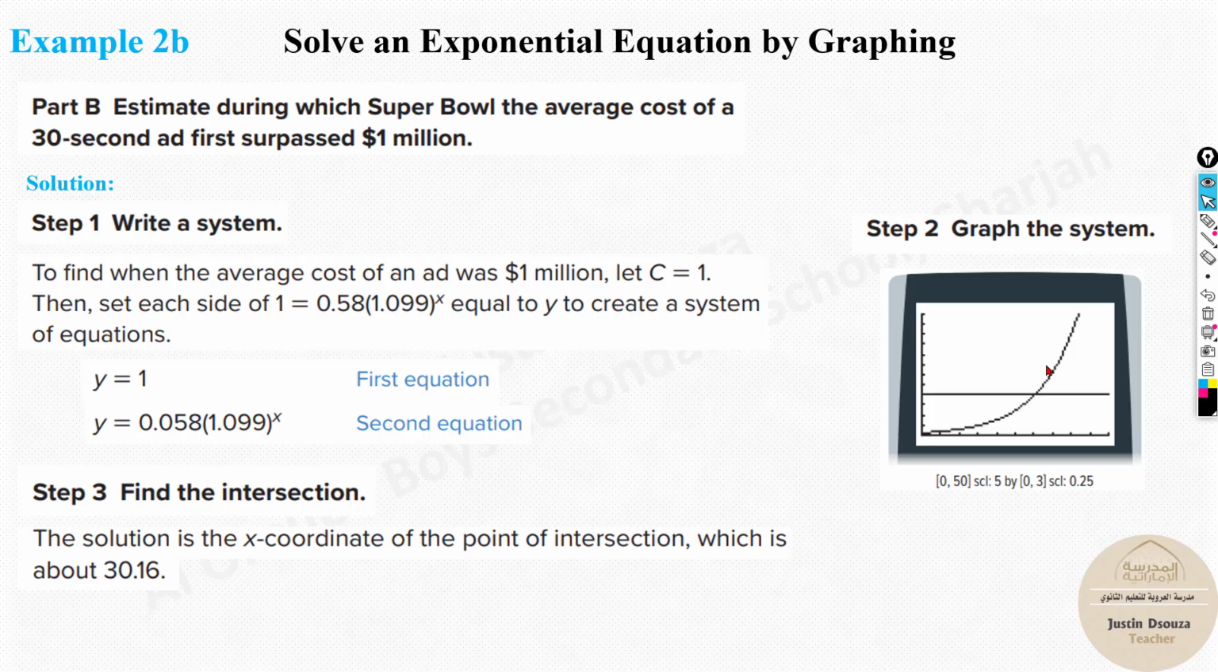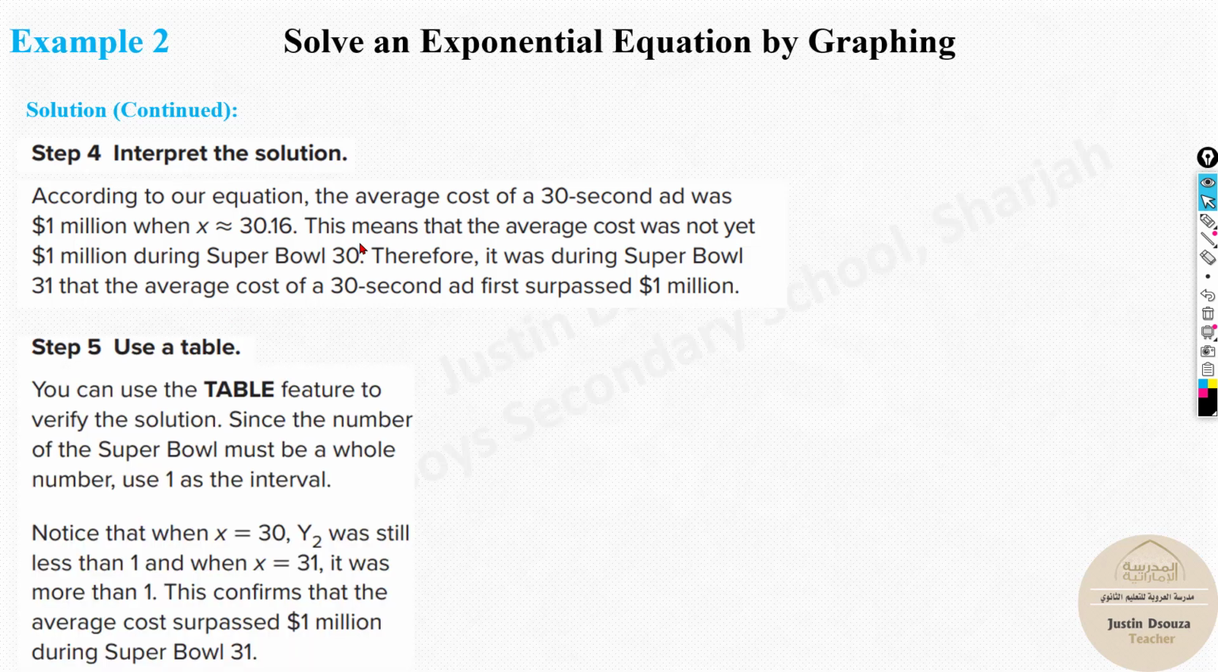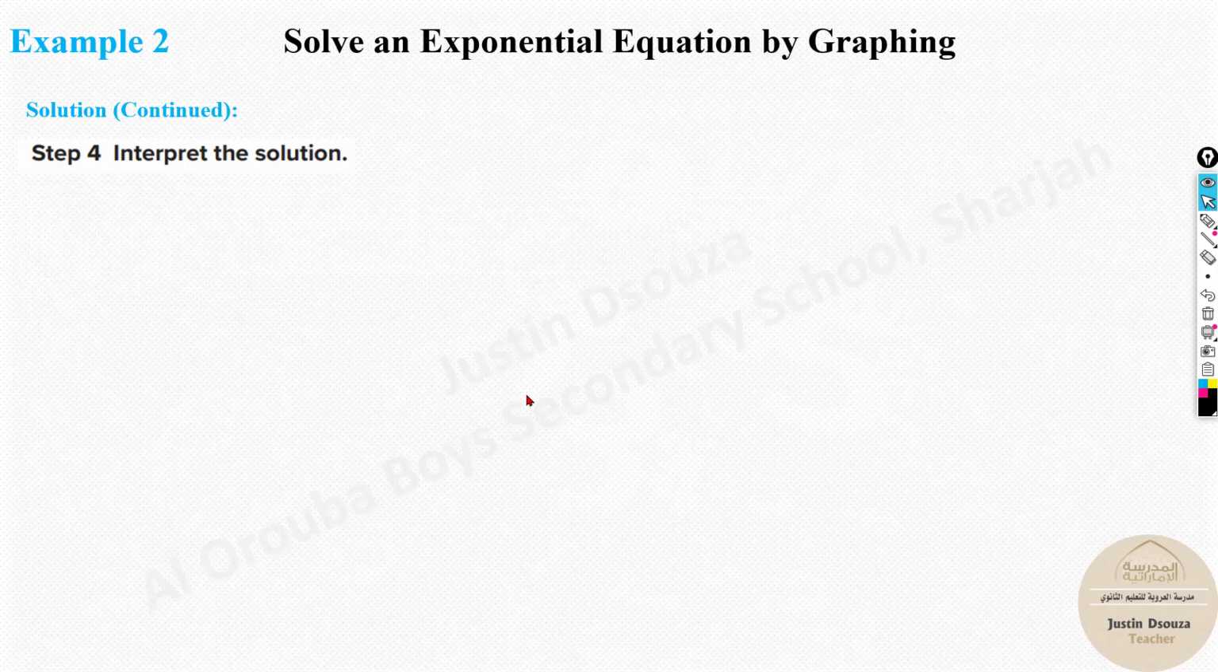You can do this in a graphing calculator as well, and you can find the intersection point. And lastly, interpret the solution. I just now told the same thing. You can see, it was during the 31st Super Bowl that the 30-second ad surpassed 1 million. So the 31st Super Bowl is the correct answer. And you can find the tables and everything in the graphing calculator, but we found the answer already.